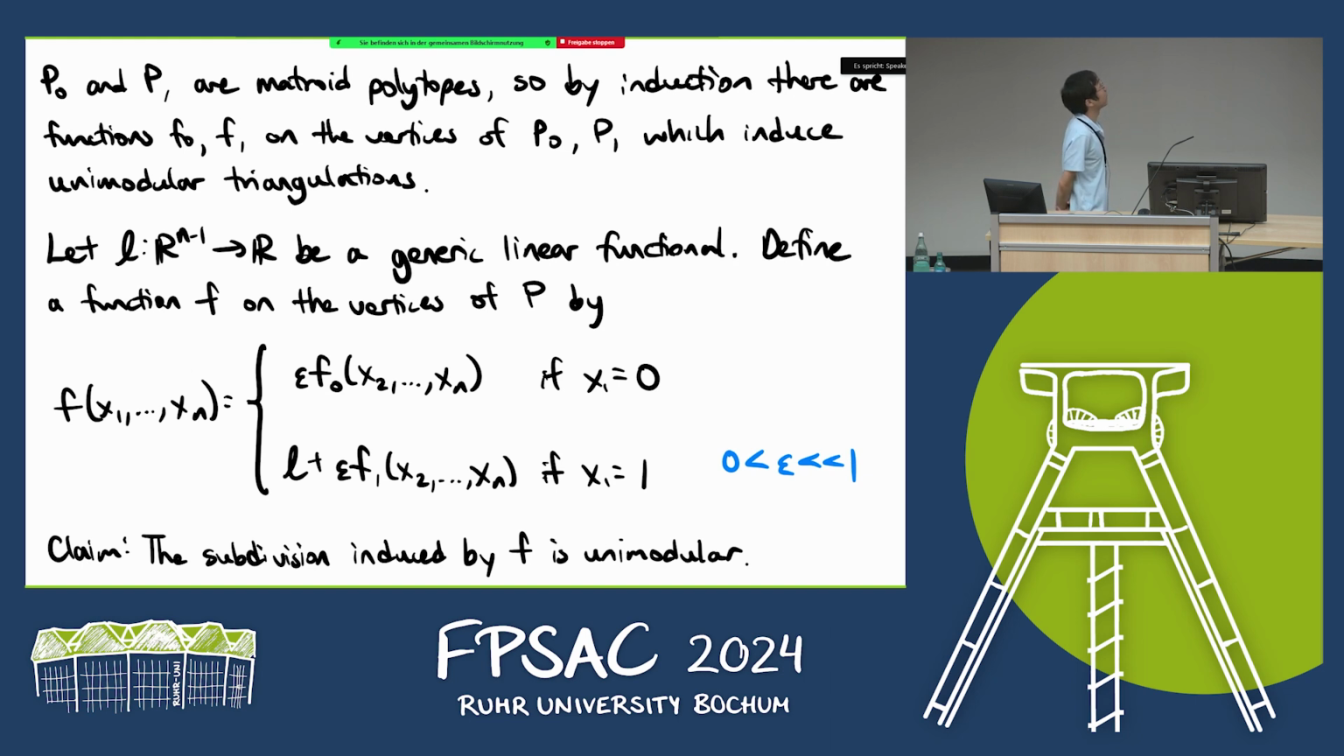So we take some generic linear functional L. I don't have explicitly what it is, but we know it exists because we know the things that can't be, and we know there are not a lot of those. And we consider this function f of x1 through xn: if you're on the bottom piece, you take epsilon times your function f0 you got by induction. If you're on the top piece, you take L plus epsilon times f1. Here epsilon needs to be sufficiently small. And the claim is that this function will induce a unimodular triangulation.